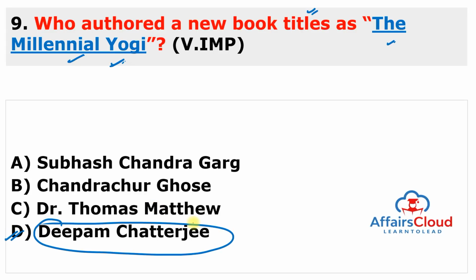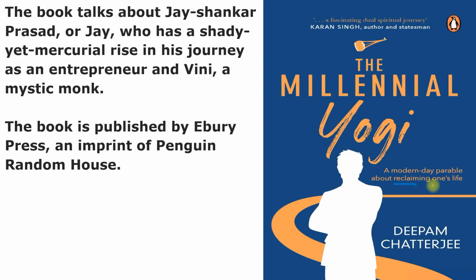So the former Indian captain Deepam Chatterjee has authored a new book titled The Millennial Yogi, and the caption is a modern day parable about reclaiming one's life. This is a very interesting cover page of this book. The book talks about Jai Shankar Prasad or Jai, who has a shady yet mercurial rise in the journey of an entrepreneur, and Vinny, a mystic monk. The book is published by Elbury Press, an imprint of Penguin Random House. You can also see the logo here. This book mixes mysticism and music and takes readers on a journey of awakening. So this is, you can say, a hypothetical or fictional book about two persons. One is an entrepreneur and the second is a monk.